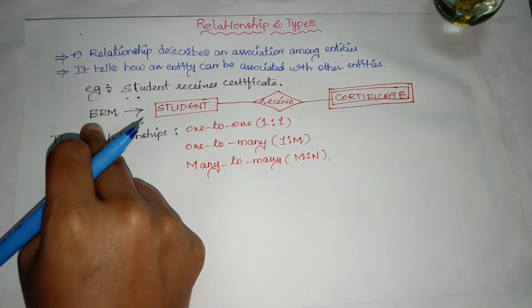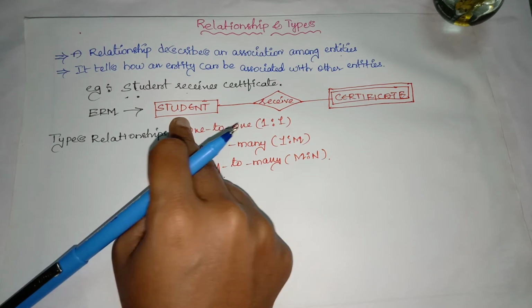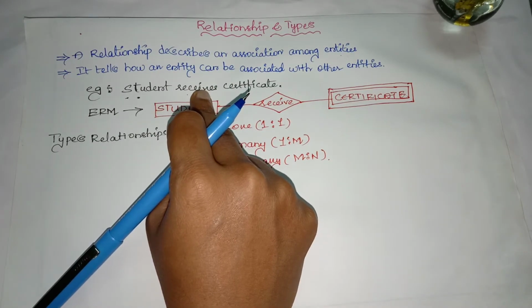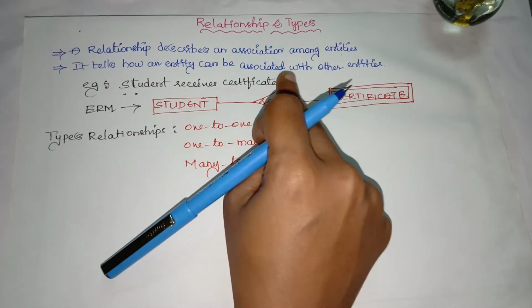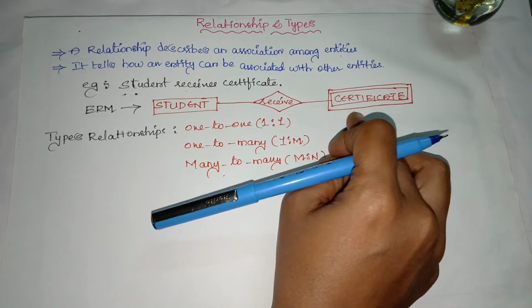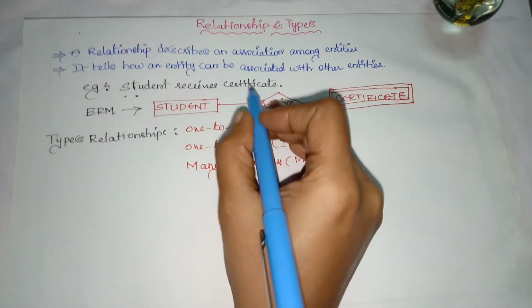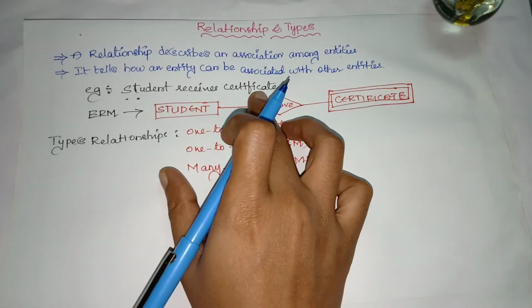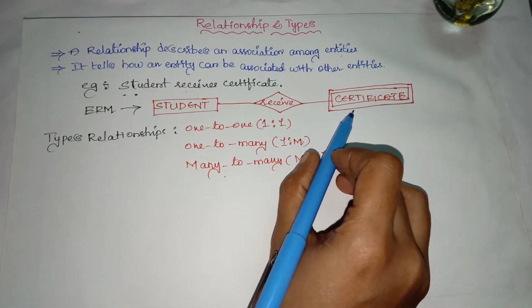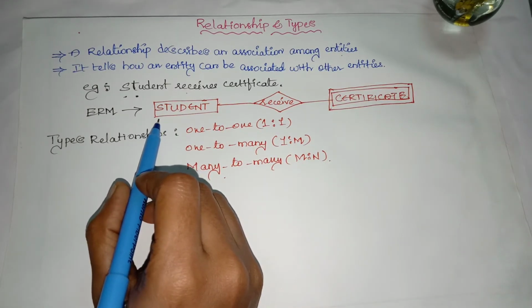So in the entity relationship model, student is an entity shown with the rectangle symbol, and receives is a relationship between student and certificate. It is shown with a diamond symbol, and certificate is a weak entity, because if a certificate is there, it should have the details of a student, so it depends on the student. So it is considered a weak entity, shown with a double line rectangle, whereas a strong entity is shown with a single line rectangle like this.